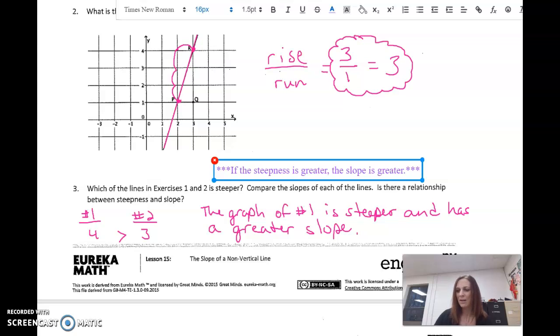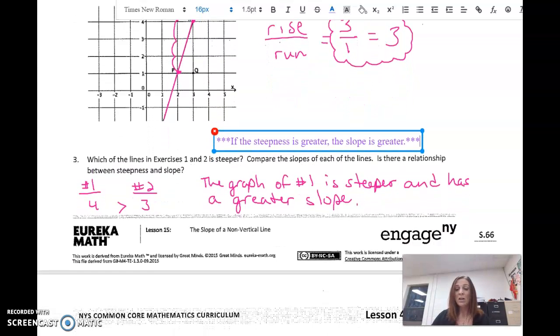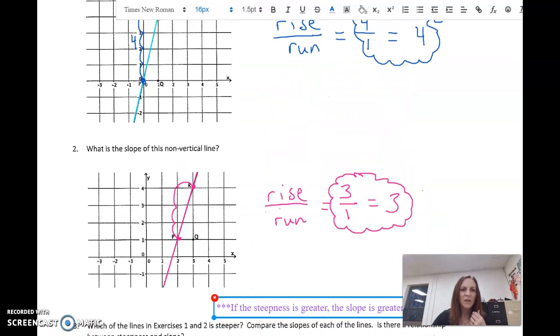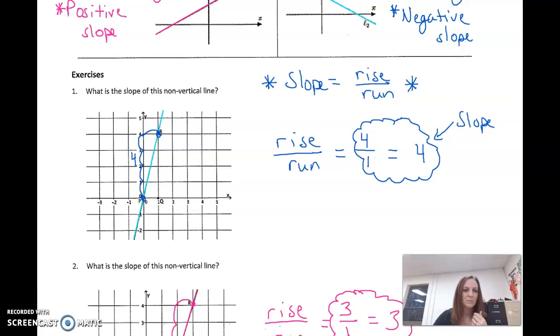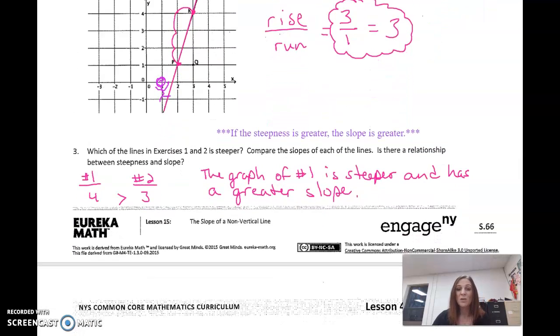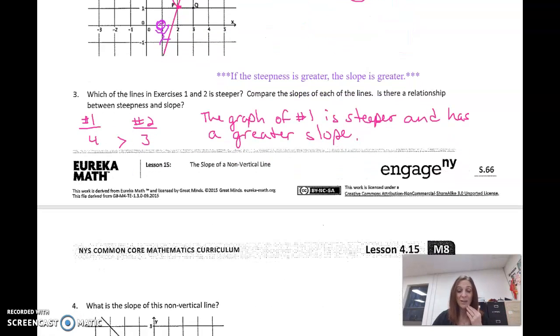Okay, so again, think back to what we were doing at the beginning when I drew the stick figures on there, right? If you had a stick figure, you can see the graph. Okay, if you had a stick figure climbing this line right here, or climbing this line, okay, this one is steeper, okay? And so that one means it has a greater slope, okay? So if the steepness is greater, the slope is greater. And that's going to come into play later when we're comparing lines.